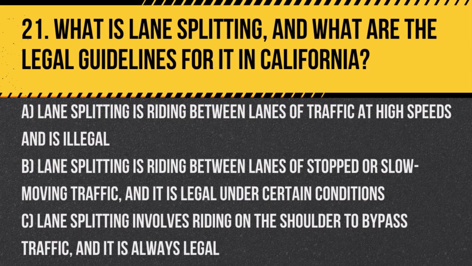Question 21. What is lane splitting, and what are the legal guidelines for it in California? A. Lane splitting is riding between lanes of traffic at high speeds and is illegal. B. Lane splitting is riding between lanes of stopped or slow-moving traffic, and it is legal under certain conditions. C. Lane splitting involves riding on the shoulder to bypass traffic, and it is always legal.